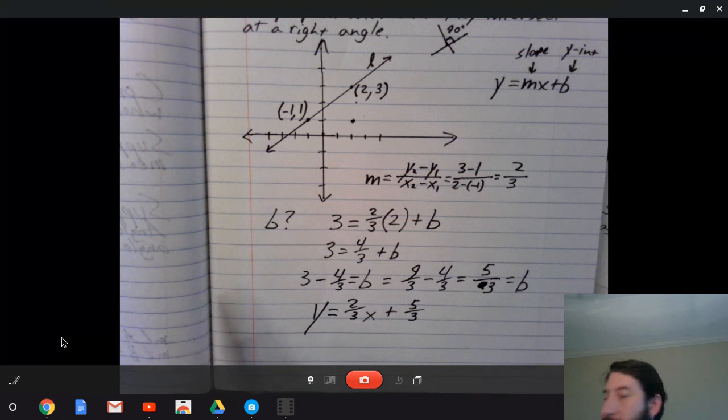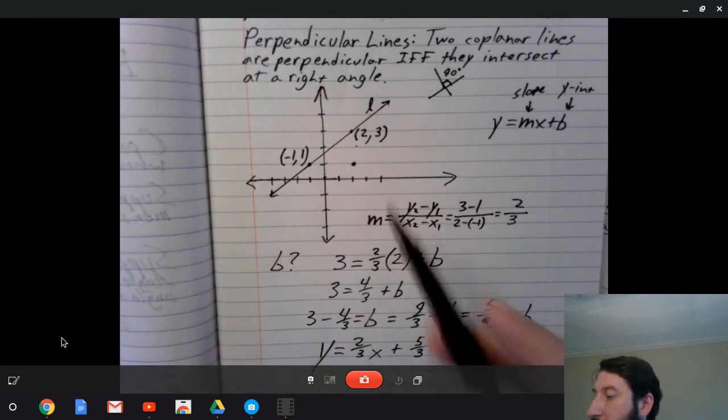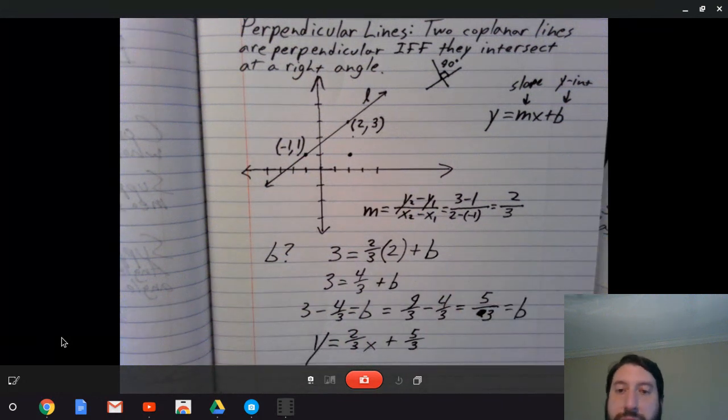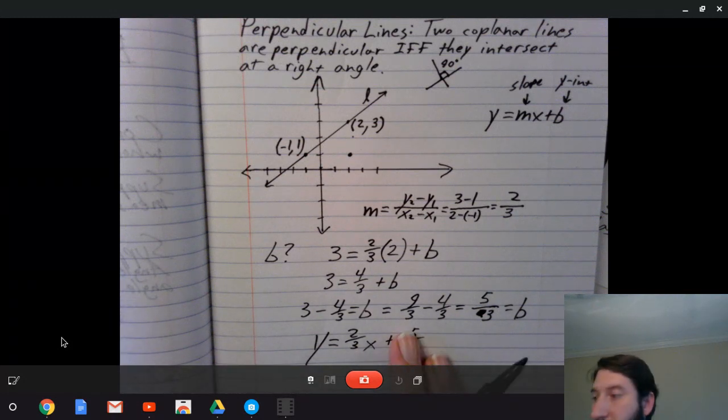So that's how you find the equation of a line with 2 points, right? Remember these steps that I just did. If you don't understand it, watch it again. If you still don't understand it, ask a question, because we're going to be doing this again and again and again. All right, you're going to be seeing this over and over and over.